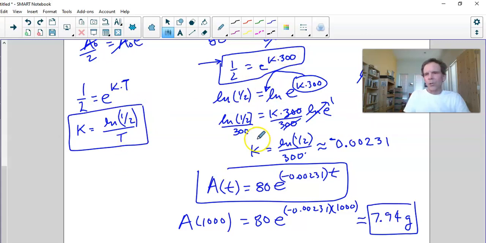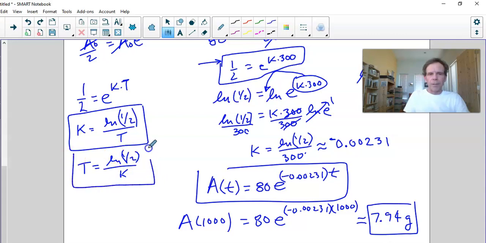But it's fun to just do it by hand every time. Likewise, if you knew k for some reason, the half-life would be the natural log of 1/2 divided by k. So if someone told you what the k was, you could figure out the half-life. Maybe I should put a little 1/2 subscript on this T to make it really clear that that's the half-life.